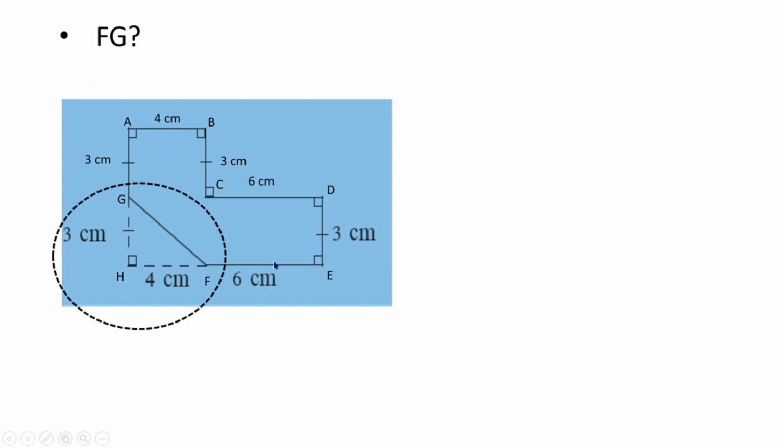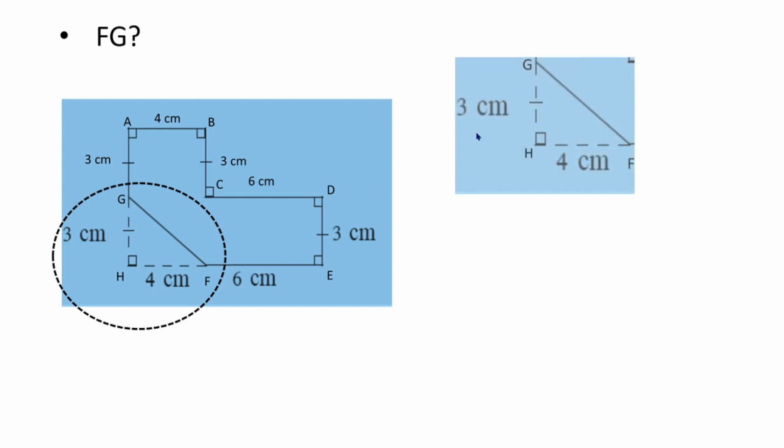Here you can see FGH is a right angle triangle. So to find FG, we can use the Pythagoras Theorem. In a right angle triangle, this longest side is called the hypotenuse. So in this, the hypotenuse is side FG.